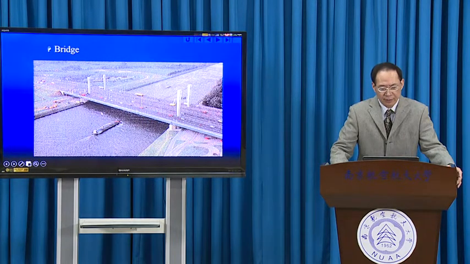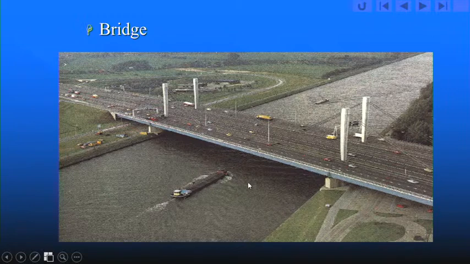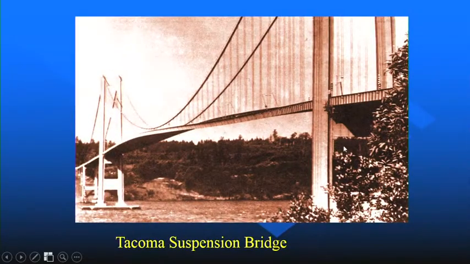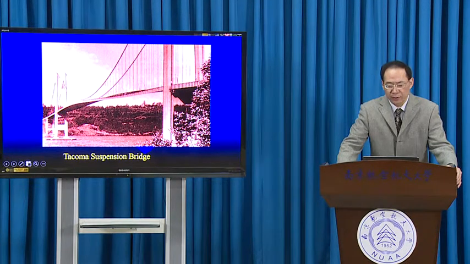Second application, this is a bridge. There are many different kinds of structure: surface structure, column, and table. Here is a famous case, the Tacoma Suspension Bridge, which collapsed after four months of building. Now here is a video.